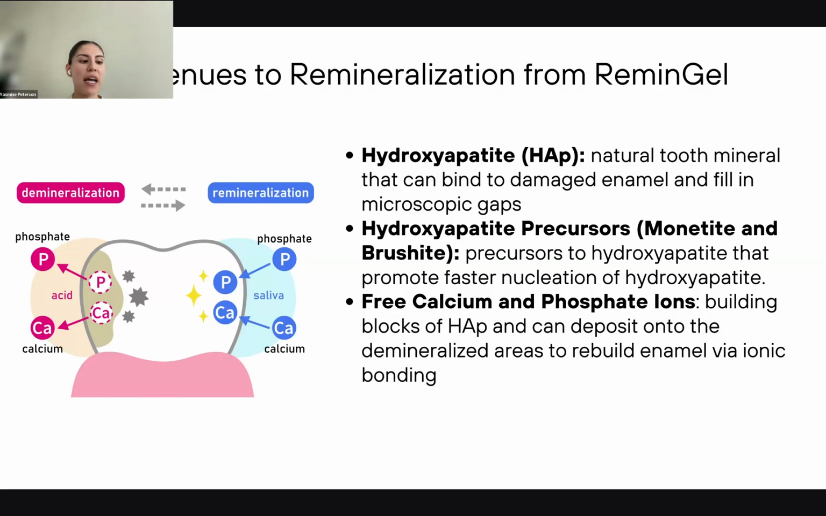So to kind of summarize that whole thing, Riemann gel helps create conditions for minerals to be readily available and deposit wherever enamel has demineralized, meaning that there's those little pores or little gaps that need to be filled. And so this kind of goes back to the trays. So the trays become a big deal because, again, that seal and that sustained contact time increases the chance for more change for that patient.